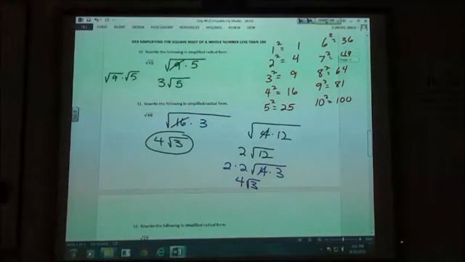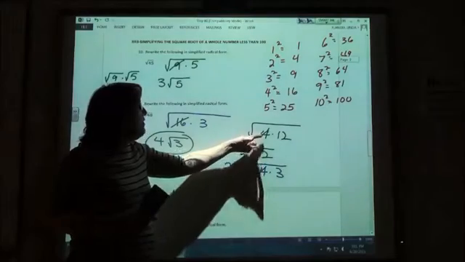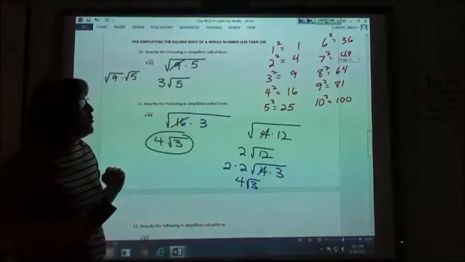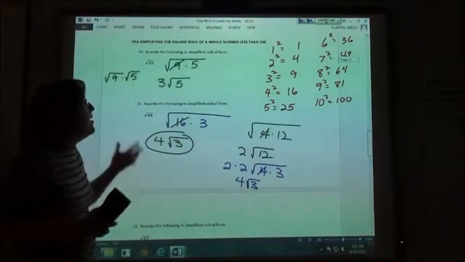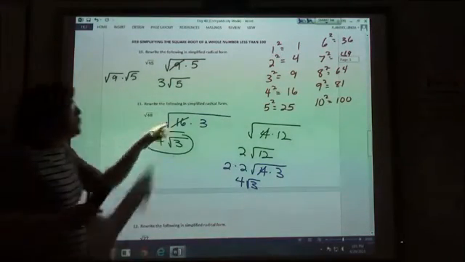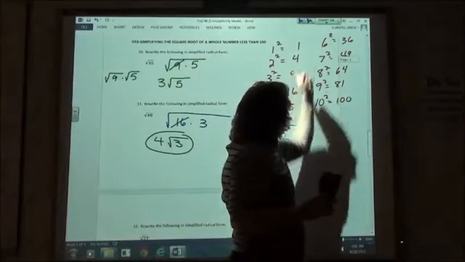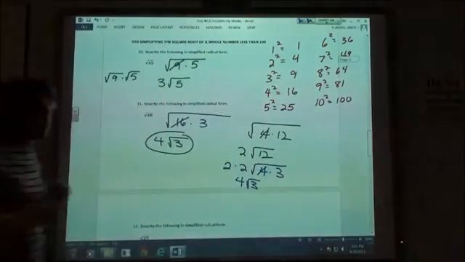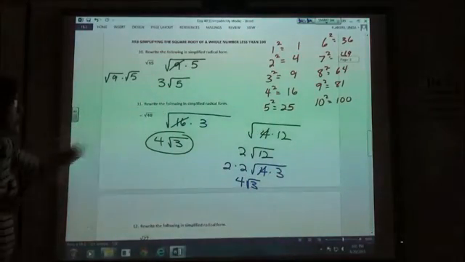So you want to be careful on things that are divisible by 4, that possibly they're also divisible by 16, and I can use a bigger perfect square. So always try to use the biggest one. I start with my list and just work my way backwards till I find the first perfect square that divides into my number, in this case 48.